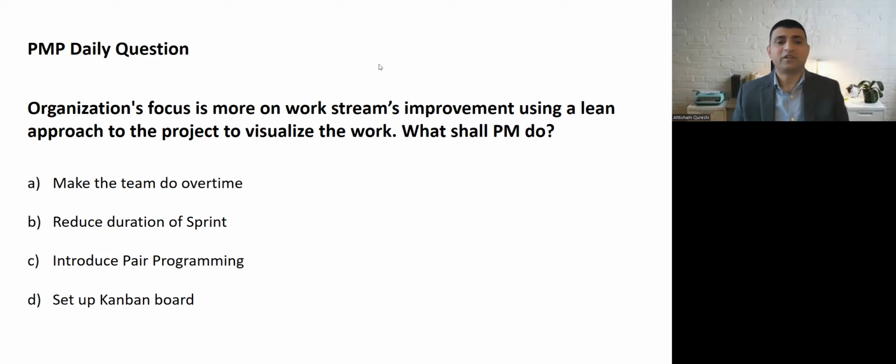Second option, reduce duration of the sprint. It looks lucrative. Reducing the duration of the sprint actually does help us to decrease the duration of the project. How? When we have shorter sprint, let's say from 4 weeks to 2 weeks, we will have more feedback from the customer. We will discover the problems early on. We will work on the impediments early on, and we will have more frequent reviews, more retrospective sessions. So a lot of learning about the product, about our ways of work. Certainly, it will improve the work stream efficiency.